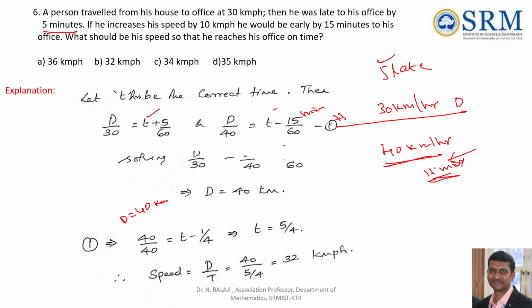Now if you substitute d equal to 40 and equate, t is equal to 5 by 4. Speed is equal to distance by time, 40 kilometers by 5 by 4. If you calculate it, you will get 32 kilometers per hour. This is the answer for that.